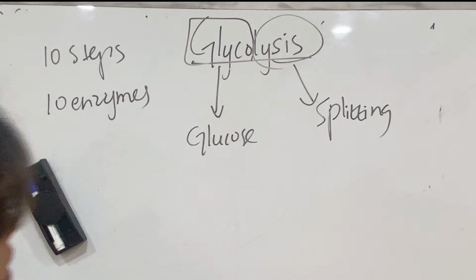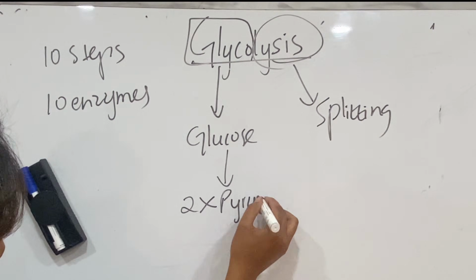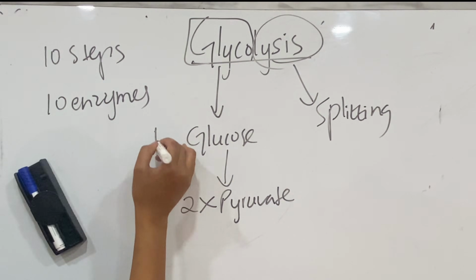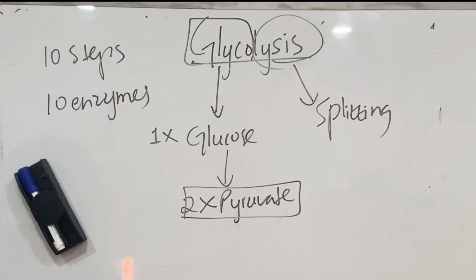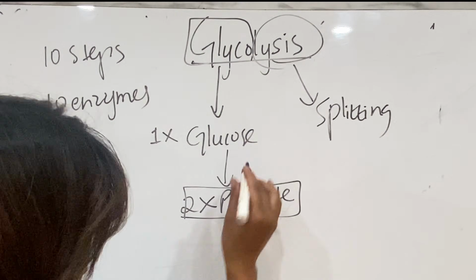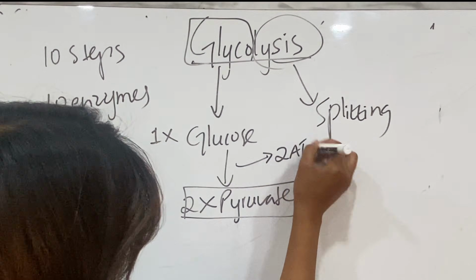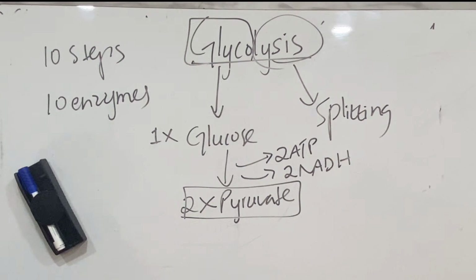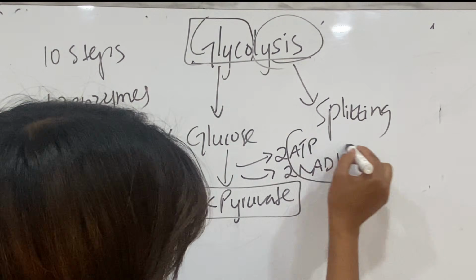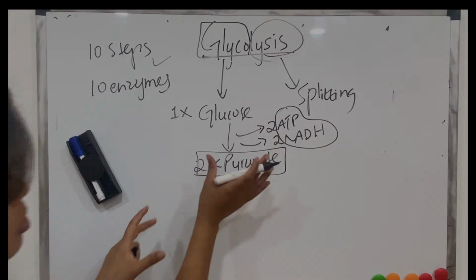So in the cell cytoplasm, glucose gets broken down to two molecules of pyruvic acid, or you can simply call it pyruvate. So one molecule of glucose always generates two molecules of pyruvate, resulting in the net generation of 2 ATP and 2 NADH. Remember, ATP and NADH are high energy carrier molecules.